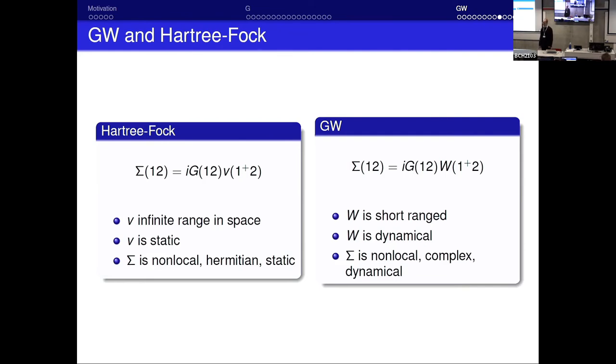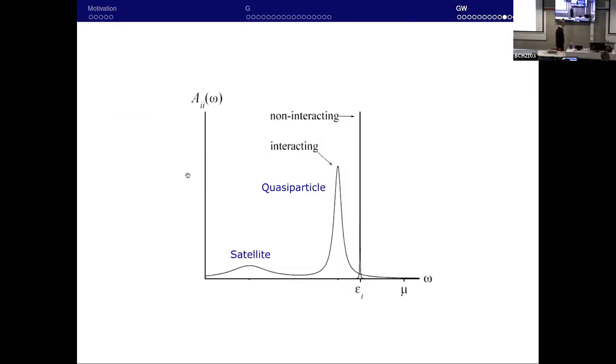It also becomes a complex potential, and that's why you have an imaginary part of the quasi-particle excitation that is associated to the lifetime. In Hartree-Fock, the lifetime is infinite, and indeed the self-energy is real. Since the self-energy is complex and frequency dependent, instead of having a simple delta peak, the spectral function has a more complicated and, I would say, richer form, because we are taking into account more physics than just Hartree-Fock.